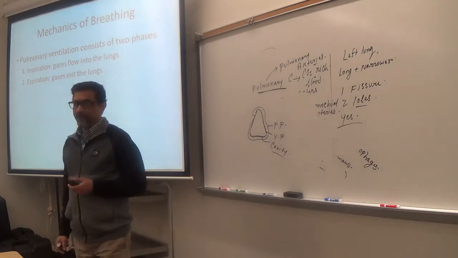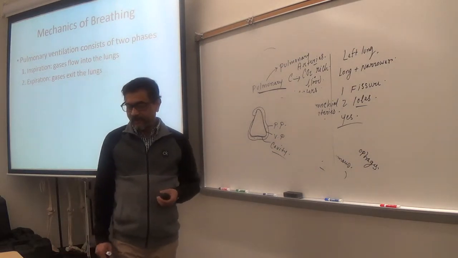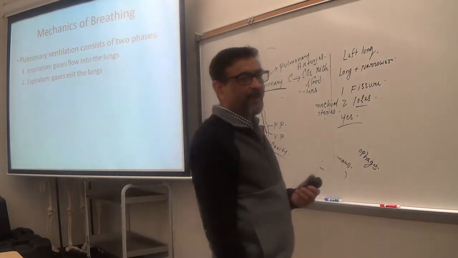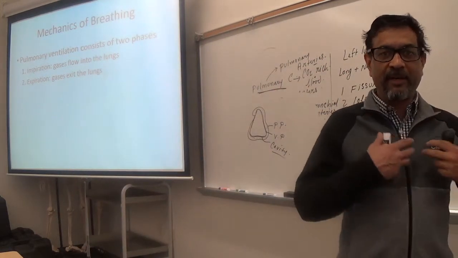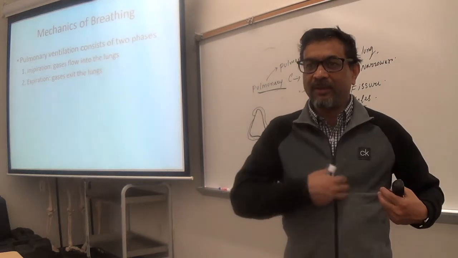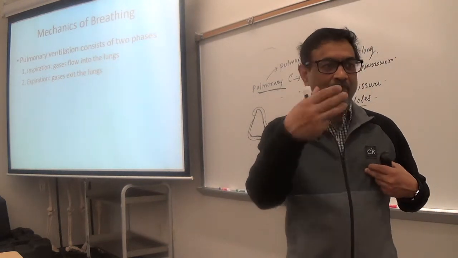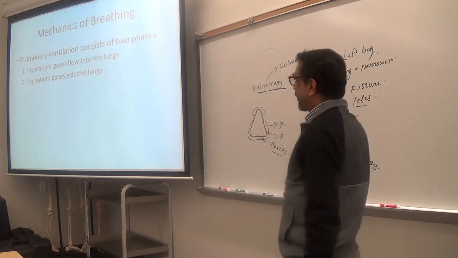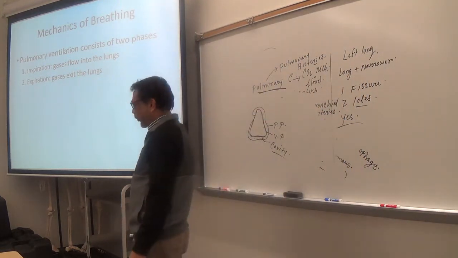Mechanisms of breathing. What do PP and VP stand for? Parietal pleura and visceral pleura. Remember, the pericardium around the heart has two layers, right? Outer parietal, inner visceral, same way. This is parietal pleura and visceral pleura.